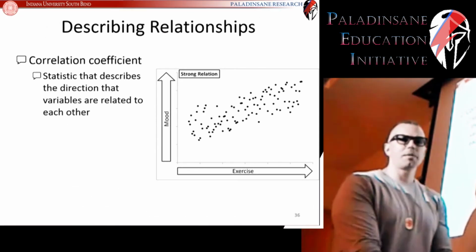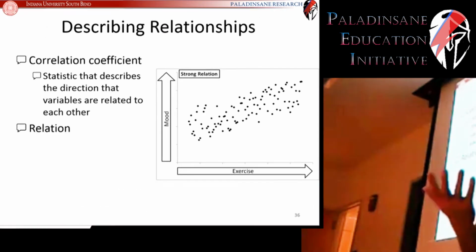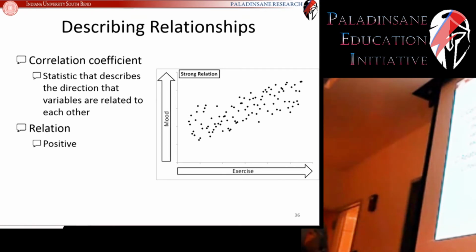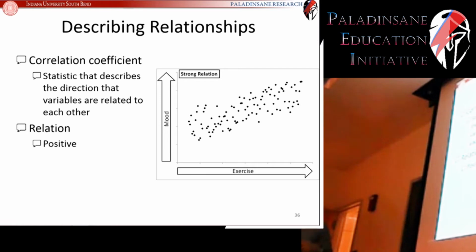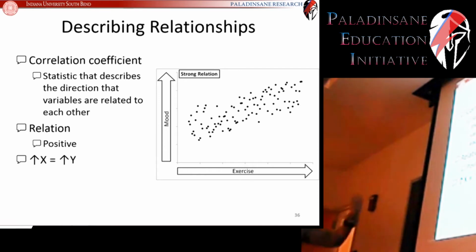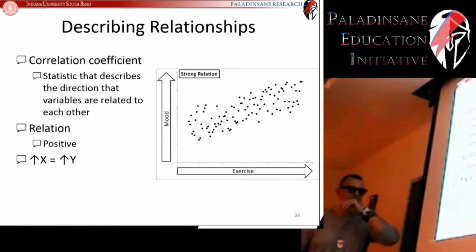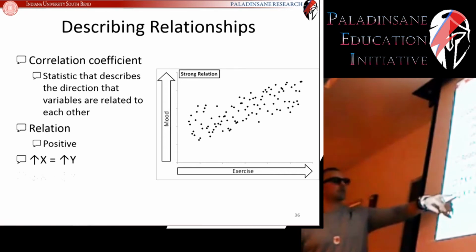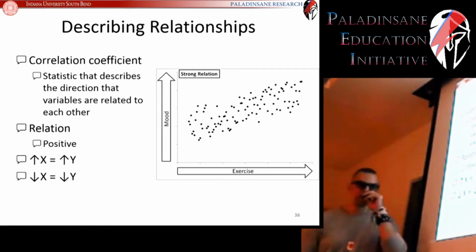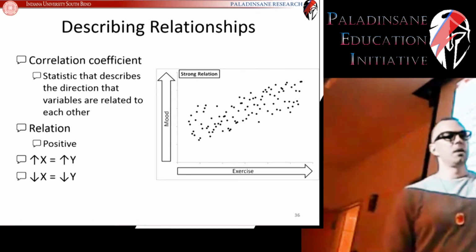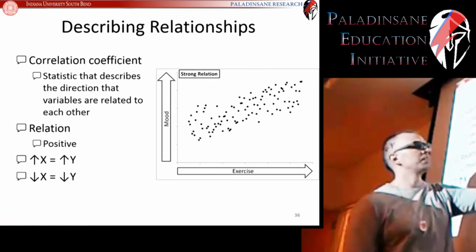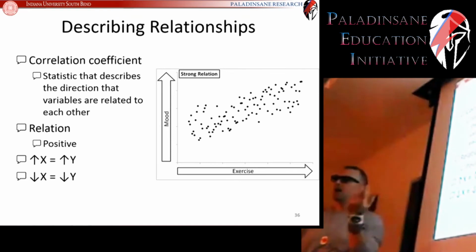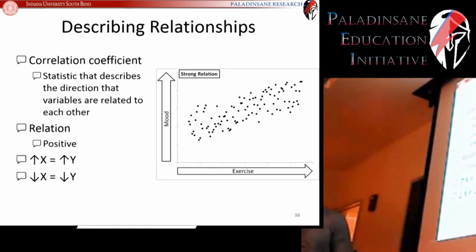All right, so describing relationships. Your relationships can be positive, your relationships can be negative, and we've seen this before, so just real quickly, positive relation means that as one variable goes up, the other variable goes up, and as one variable goes down, the other variable goes down. So as exercise increases, so too does mood. As exercise decreases, so too does mood. That's a positive relation. The two variables go in the same direction.